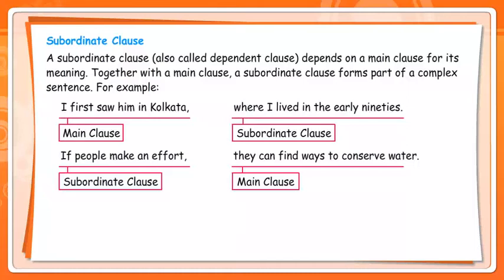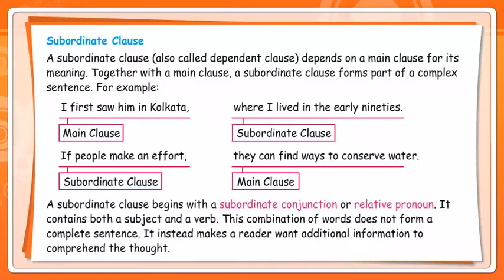A subordinate clause begins with a subordinate conjunction or relative pronoun. It contains both a subject and a verb. This combination of words does not form a complete sentence. It instead makes a reader want additional information to comprehend the thought.